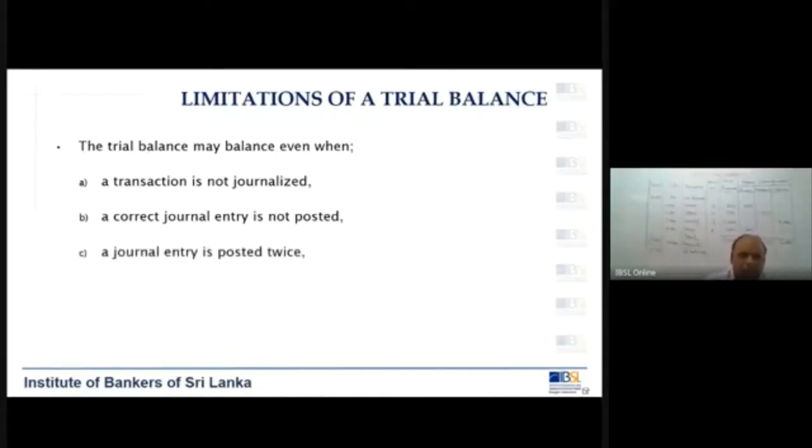Similarly, if you post a journal twice, still the trial balance will balance. Why? When you post it the first time, the debits and credits will be agreeing. When you post it for the second time also, your debits and credits will be agreeing. So there is no problem. Even if you enter the same transaction multiple times, your trial balance will be perfect. There won't be any problem.